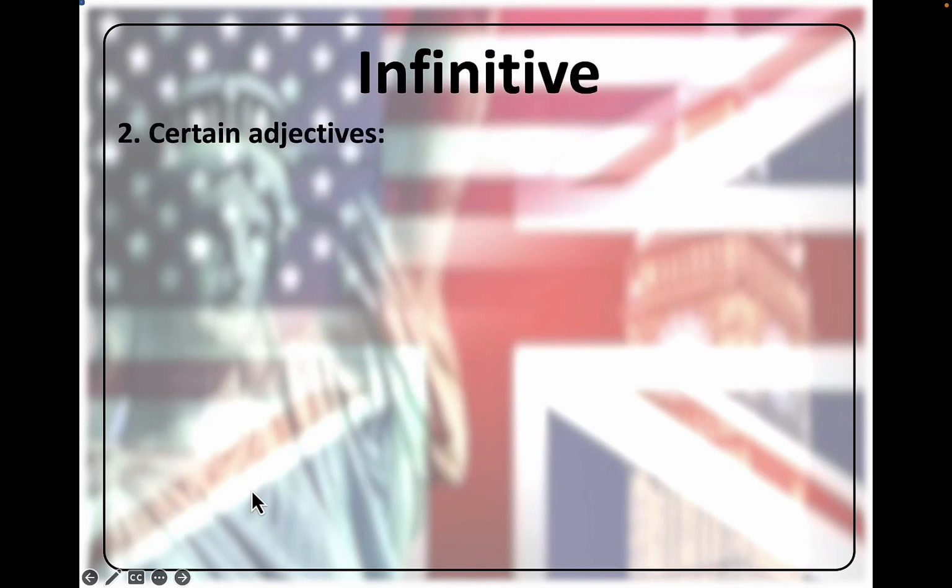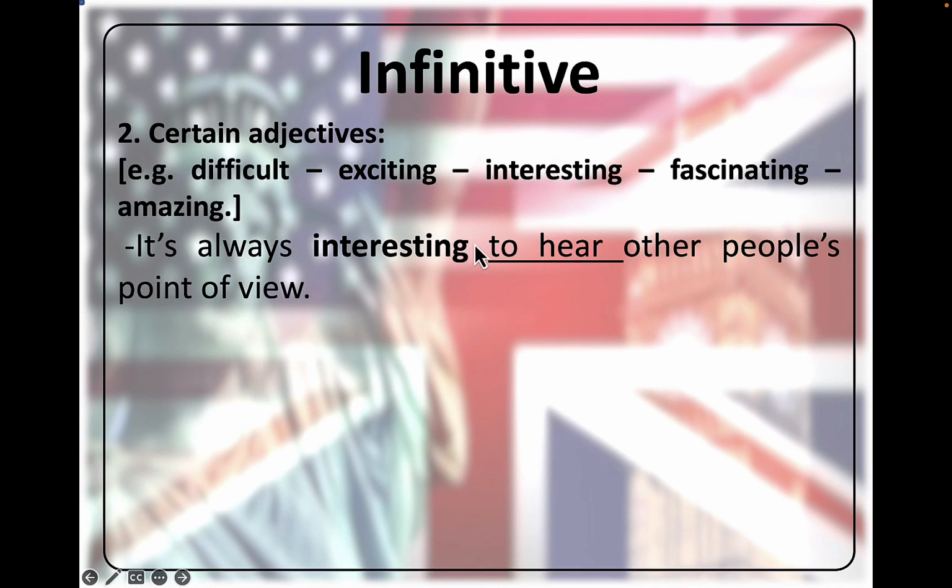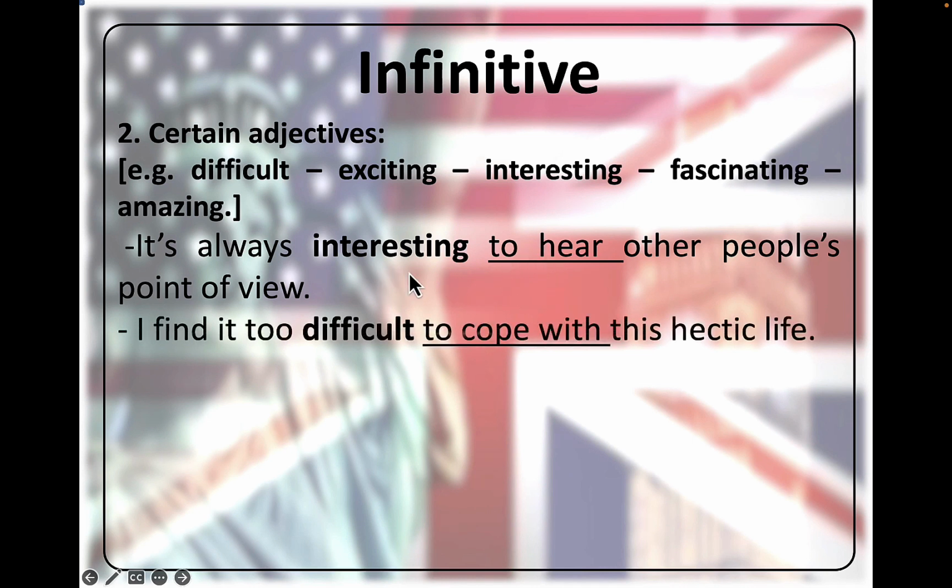Number 2. The infinitive with to comes after certain adjectives. Example: difficult, exciting, interesting, fascinating, amazing, etc. Example sentences: It's always interesting to hear other people's point of view. So to hear here is an infinitive with to. Why? Because we have the adjective interesting before it. I find it too difficult to cope with this hectic life. To cope with is an infinitive with to. Why? Because we have the adjective difficult before it.